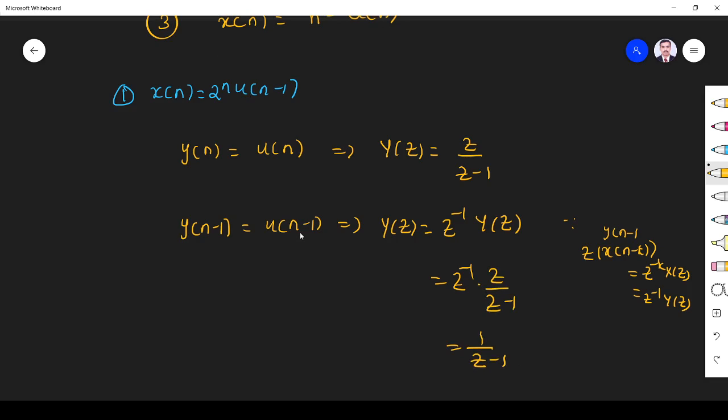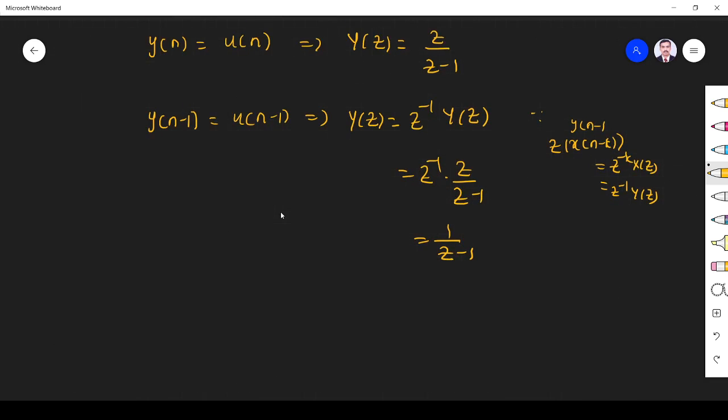So now we got the transform of u of n minus 1, but what I need is 2 power n u of n minus 1. So I want to find the transform of 2 power n into u of n minus 1. So the same thing is multiplied by 2 power n. So it is like the scaling property. What is that? a power n x of n has the transform x of z by a. That is, you take the transform of x of n and replace z by z by a.